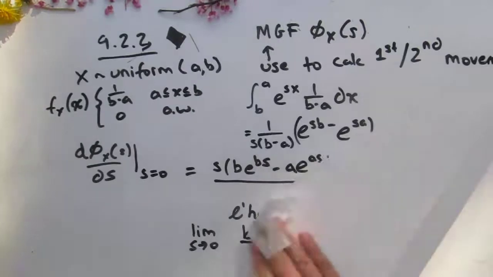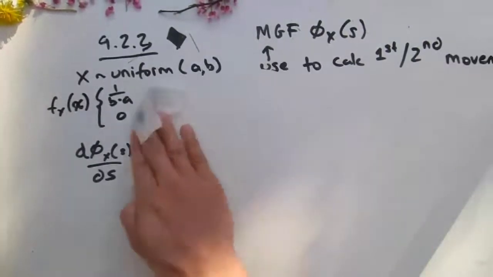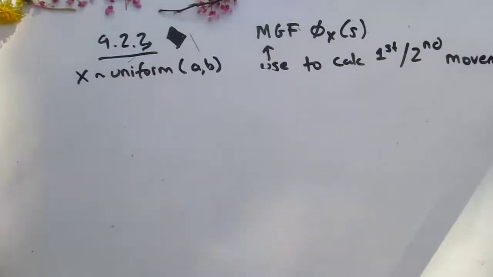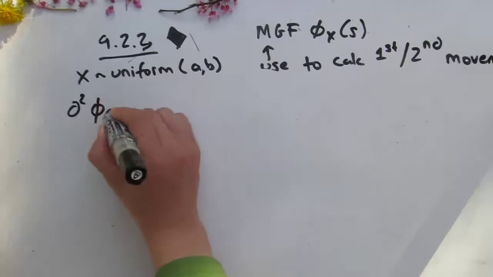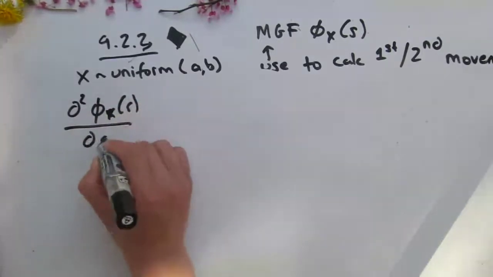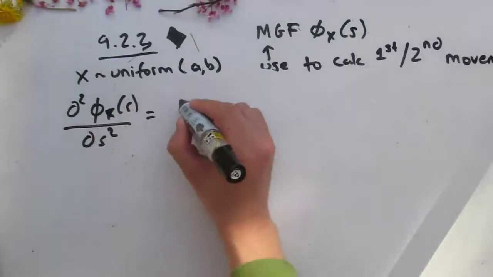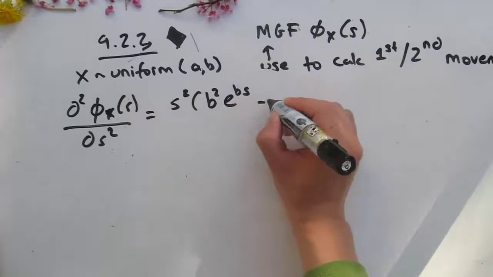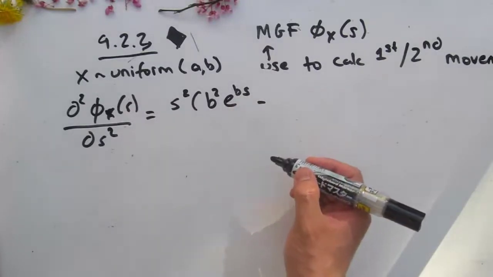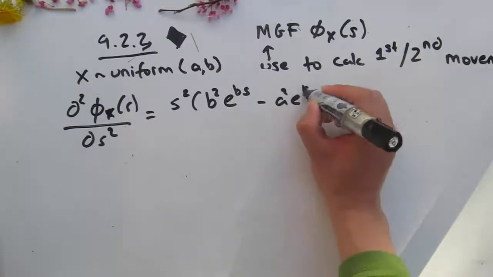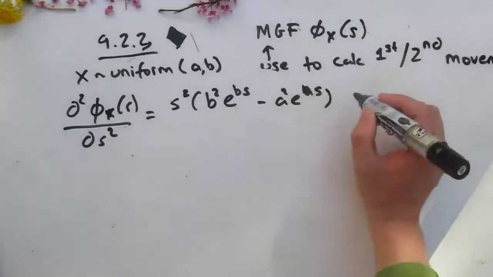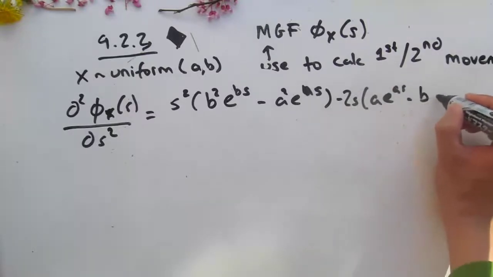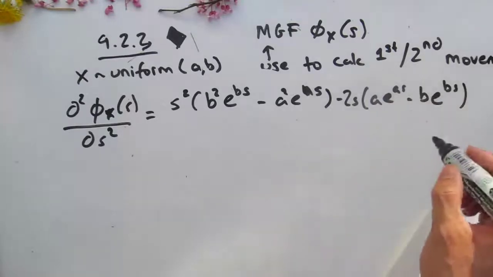The second moment is just as bad, if not worse, because guess what? You need to differentiate one more time based on the first moment. So the second moment here is this, taking the derivative again. Hopefully you have the first part copied down, and if you didn't, review the notes or the solutions. So it's s squared times b squared e to the bs minus a squared e to the as, and then we subtract 2s times a similar form but with only one power in the coefficients, and then there's another term.